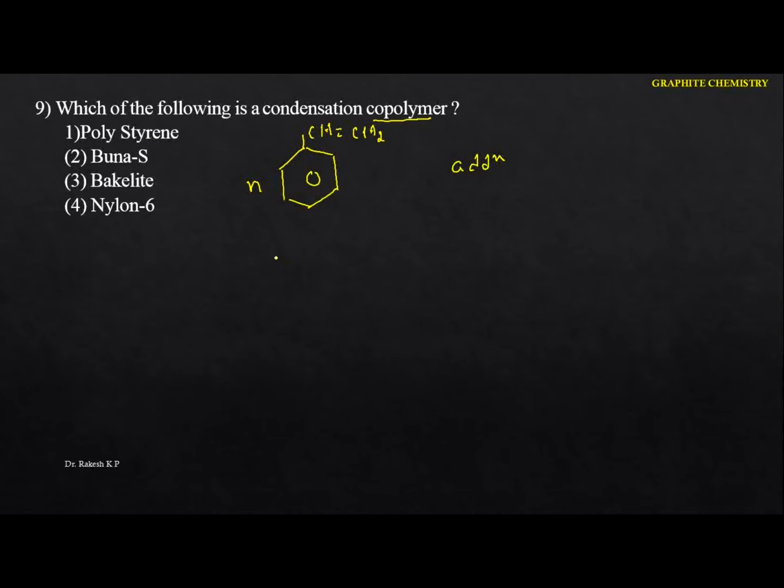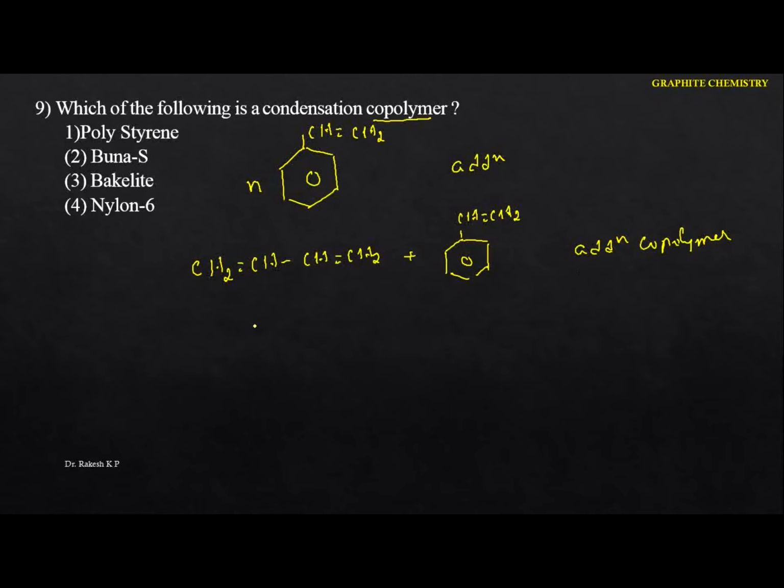So let me take Buna-S. Buna-S is an addition polymer between butadiene and styrene. This is one of the monomers, butadiene, and the styrene is this one. Just identify these two monomers. So it is an example of an addition copolymer, because there are two different monomers, and between these two the polymerization is addition polymerization.